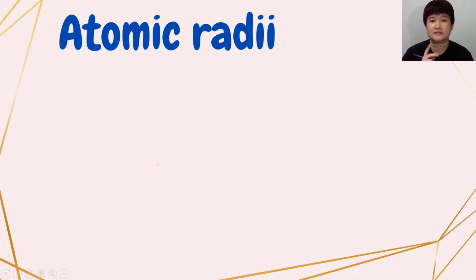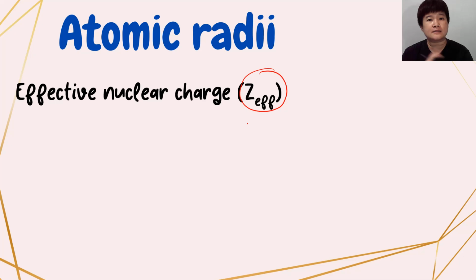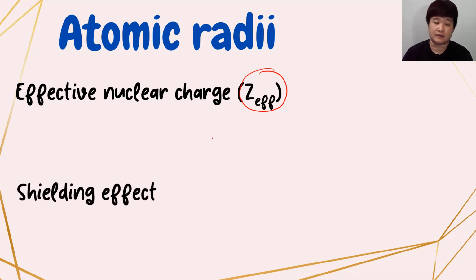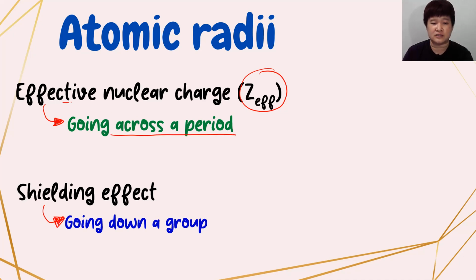We have two factors affecting atomic radii. The first one, effective nuclear charge, or we call it Zeff. That is the symbol of effective nuclear charge. The second is the shielding effect. Effective nuclear charge will be used when we are going across a period, while the shielding effect will be used when we are going down a group. If your elements are in the same period, then we are going to discuss effective nuclear charge. If the elements are in the same group, then we are going to use the shielding effect.